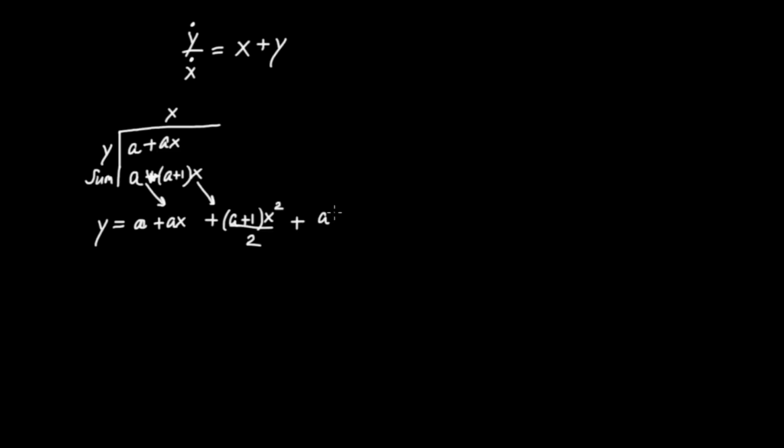So the next term is going to be a plus 1 times x to the 3rd over 3 times 2. The next term is going to be a plus 1 times x to the 4th over 4 times 3 times 2, and so on. And now, what I'd like to do is rewrite this in a slightly different way.